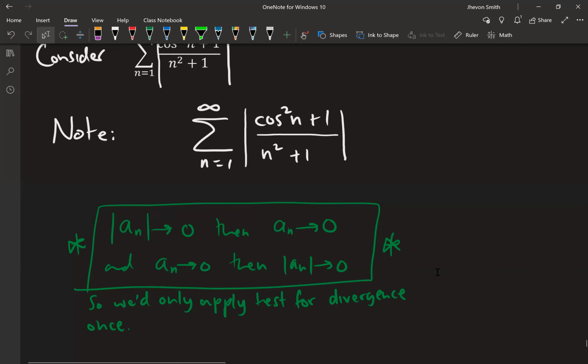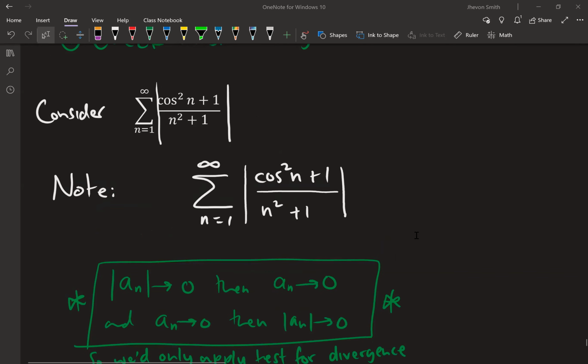Direct comparison test, according to Jason. How would you apply the direct comparison test here? So me pointing out the trig function is not for the purpose of pointing out alternating. In fact, this one is not alternating because the cosine is squared. So this is always going to give a number that's non-negative. So even the cosine is not alternating. And cosine n isn't alternating in general. Cosine of n pi is alternating, not cosine of n.